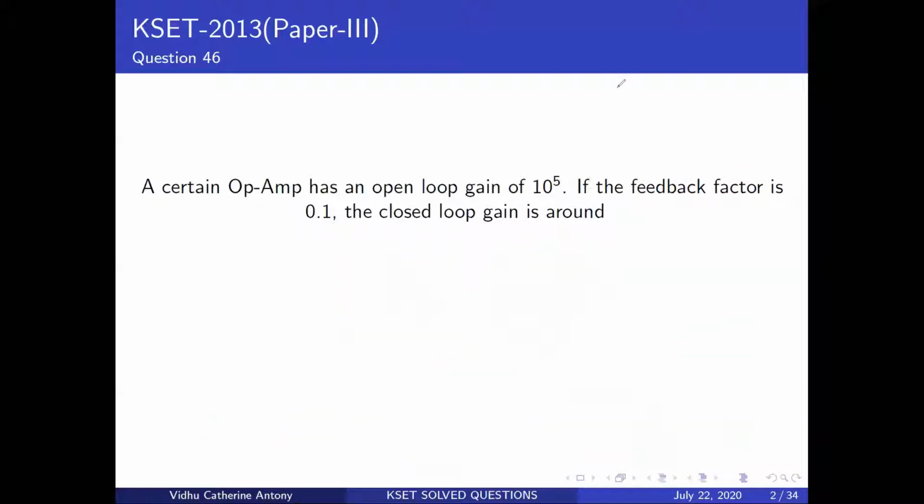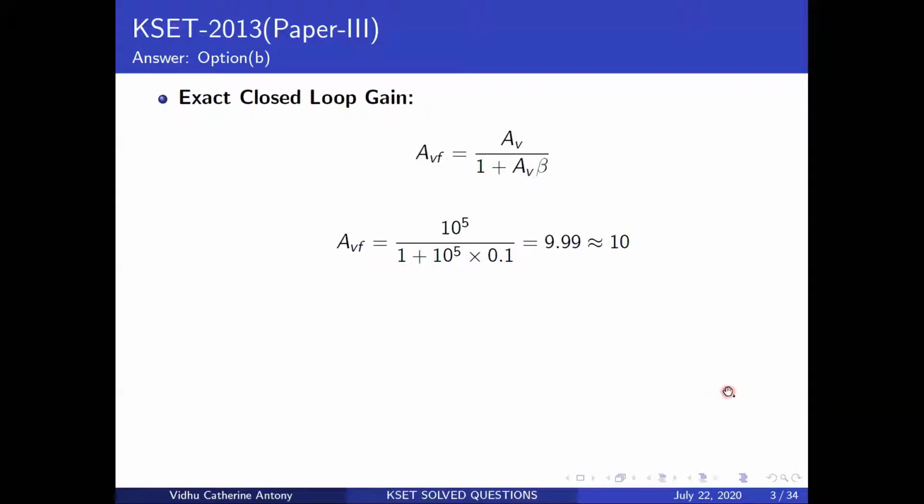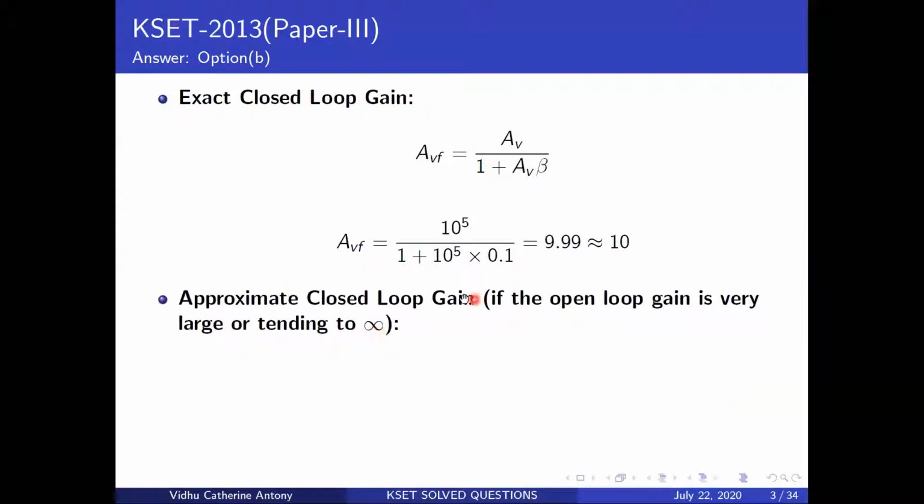Now let's look at all the options. We just did this. They've used the approximated formula, so it's 10. If you need the exact closed loop gain, you use AVF is equal to AV divided by 1 plus AV beta and do the calculations. If you need the approximate closed loop gain, which is used when your gain is very high or tending to infinity, then you use the approximate closed loop gain, which is given by 1 by beta.